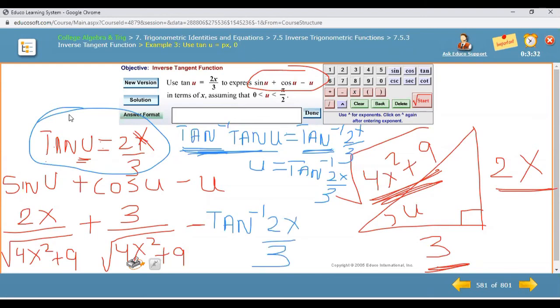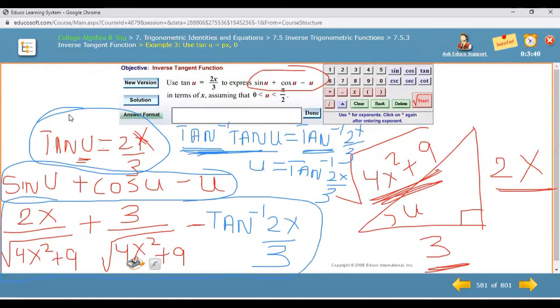Now see, the whole function, whatever they were asking, sine u plus cosine u minus u, I have expressed the complete function in terms of x. There is no other variable over there. It's just x involved. That's what they wanted. They just read the statement. They say use tangent u equals 2x over 3 to express sine u, cosine u minus u in terms of x. We are expressing everything in terms of x.